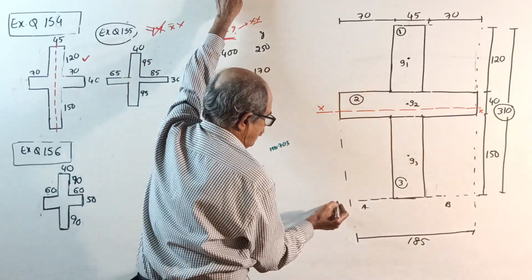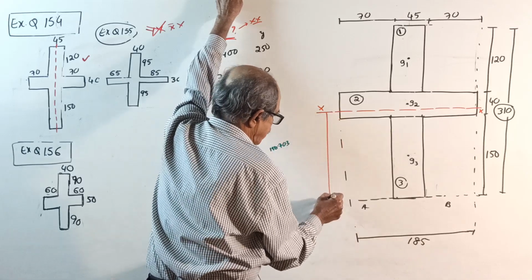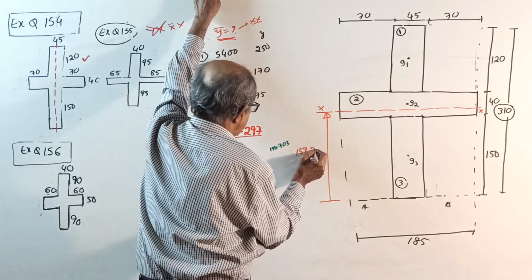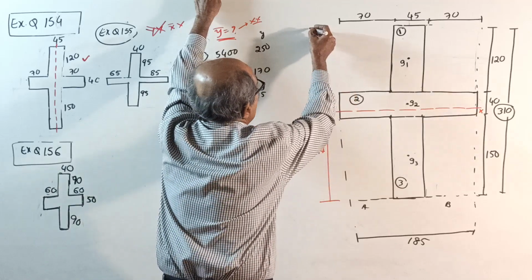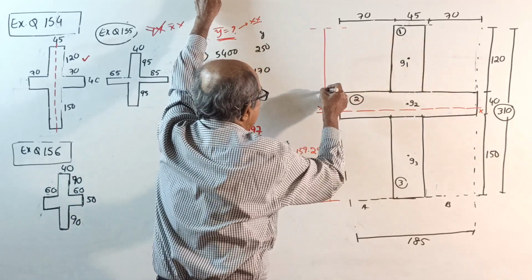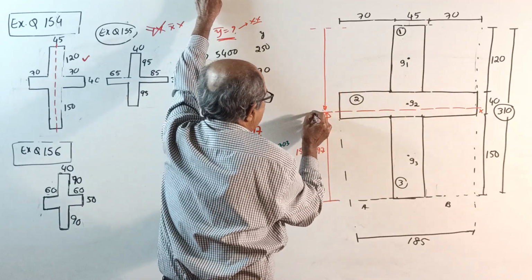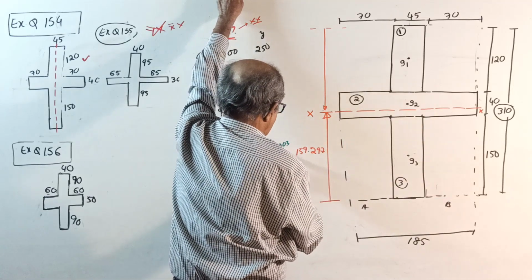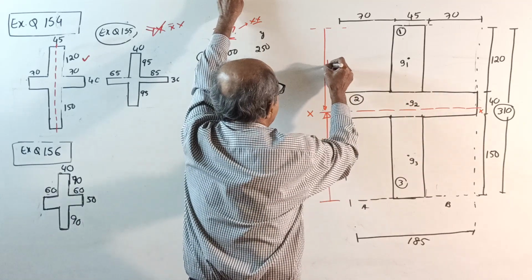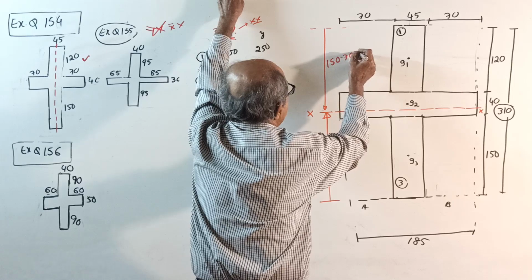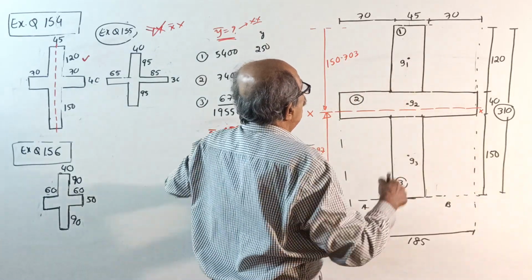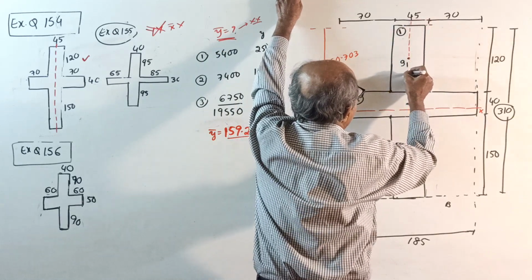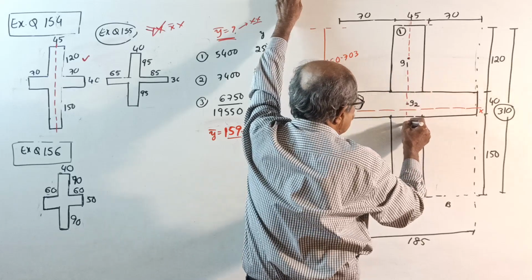From here, this is Y bar. How much? 159.297. So from the top, the XX axis is, total 310 minus 159.297, that is 150.703. 150.703 is the location of XX. And YY directly locate. It will pass through G1 and also through G2 and also through G3.